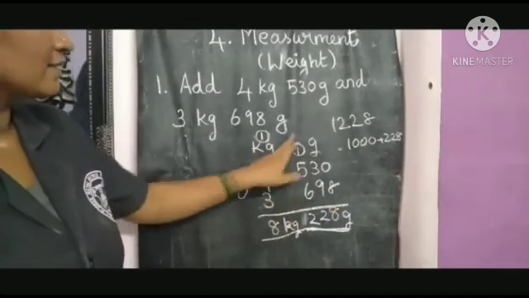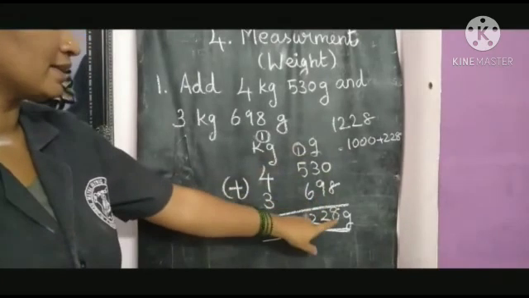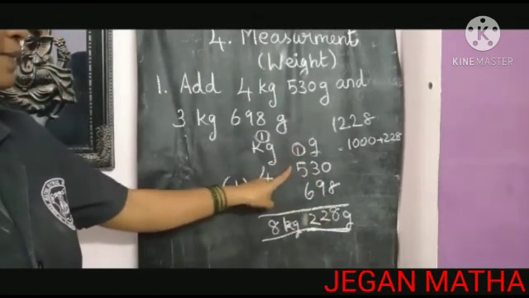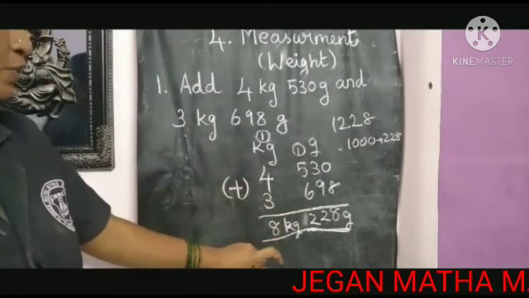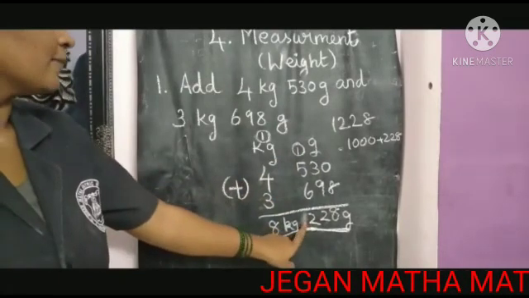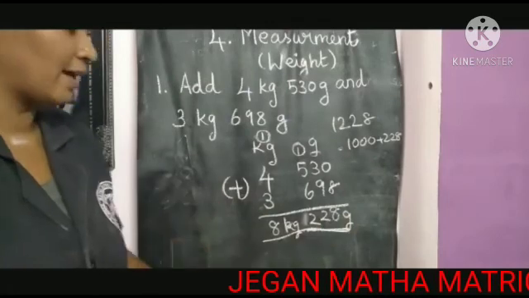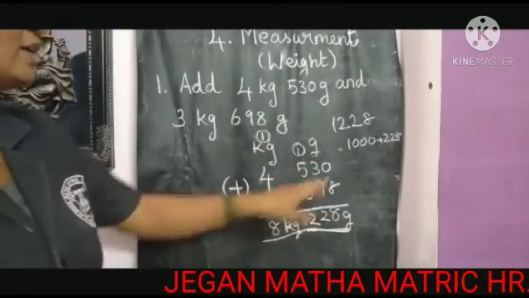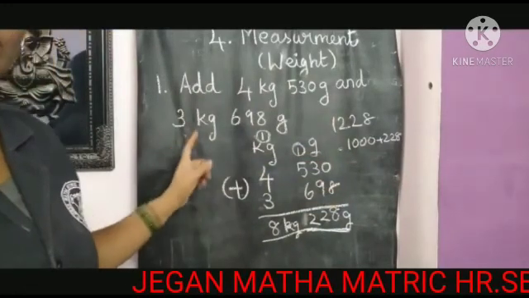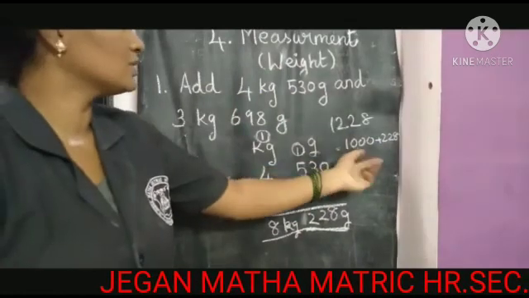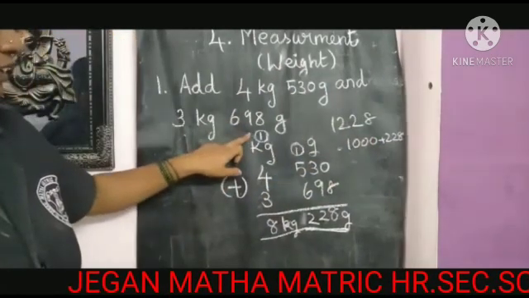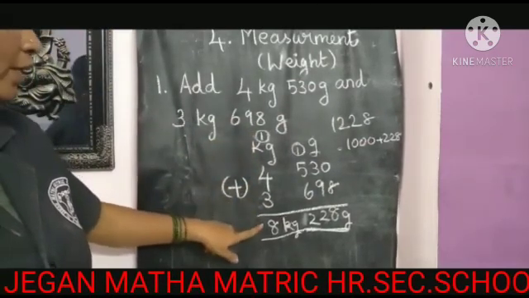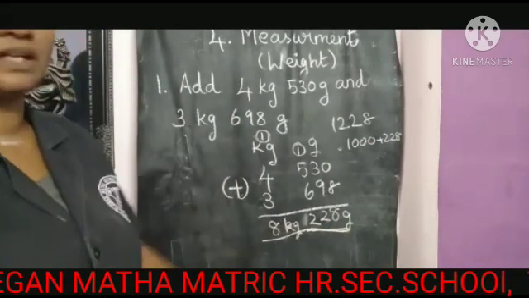So first add this gram side. 0 plus 8, 8. 3 plus 9, 12. So 2 remaining, 1 is here. 1 plus 5, 6, 6 plus 6, 12. So you get 1228 grams. We split like this, 1000 plus 228. You know that 1000 gram equal to 1 kilogram. So this 1000 gram converts to the kilogram side. And here 1 plus 4, 5. 5 plus 3, 8. So 8 kilogram, 228 grams.